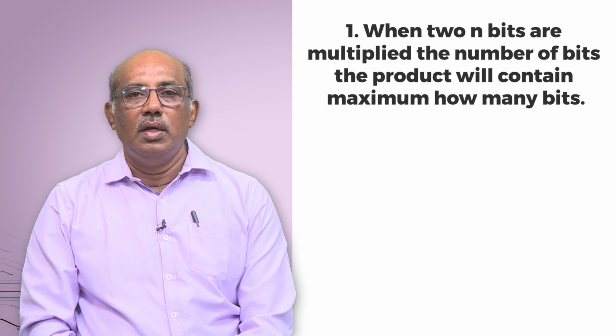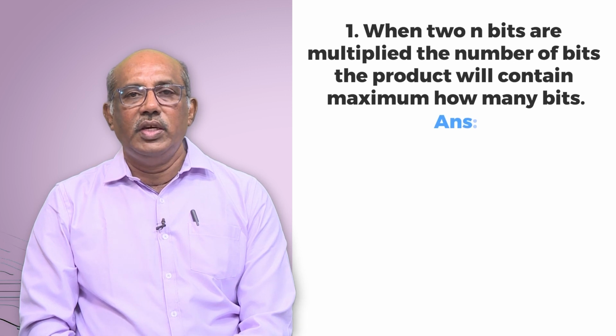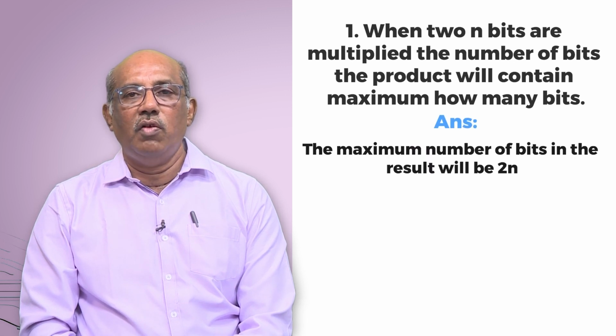The first question is, when two n-bit numbers are multiplied, the product will contain maximum how many bits? That is the question. The answer is, the maximum number of bits of the result will be 2 into n.